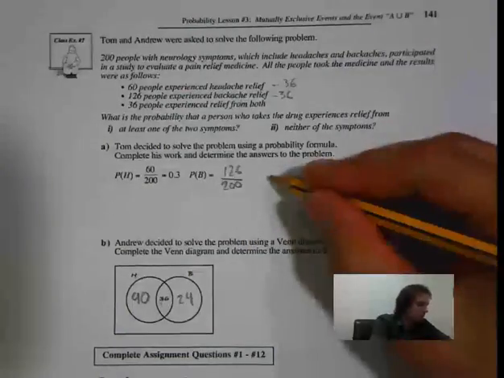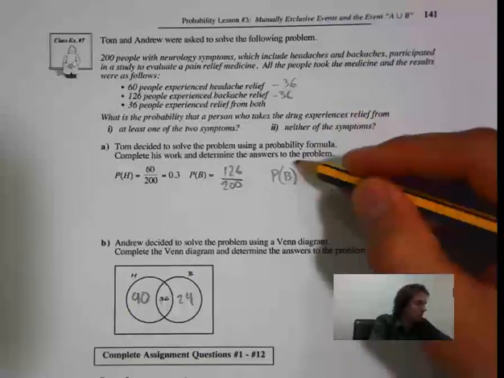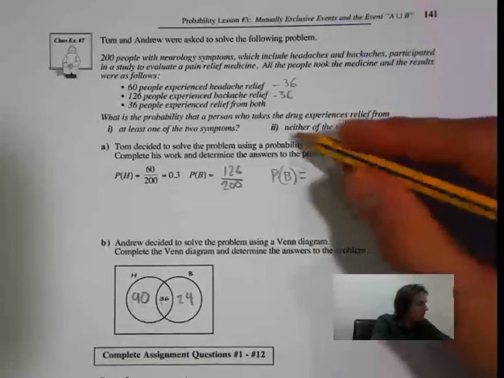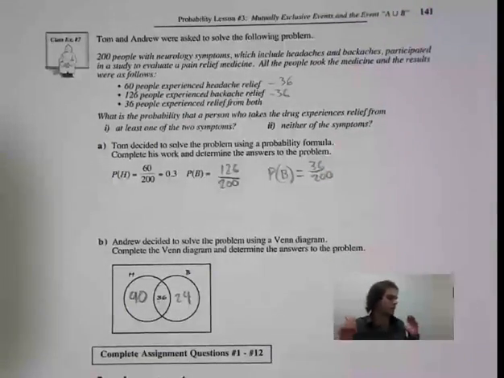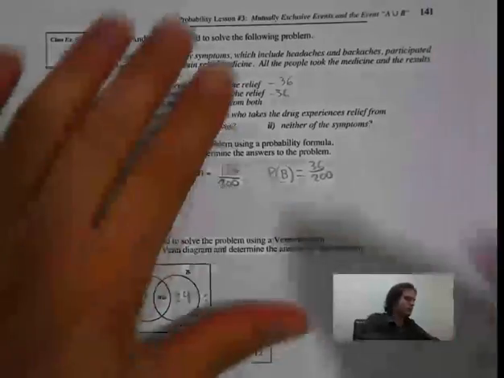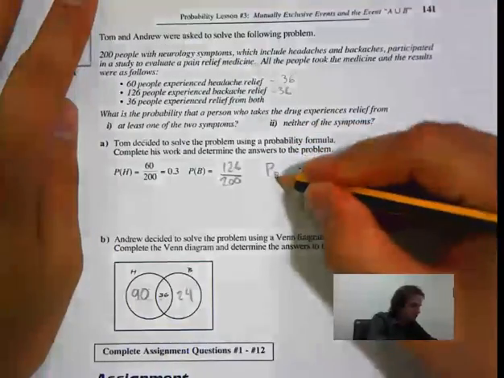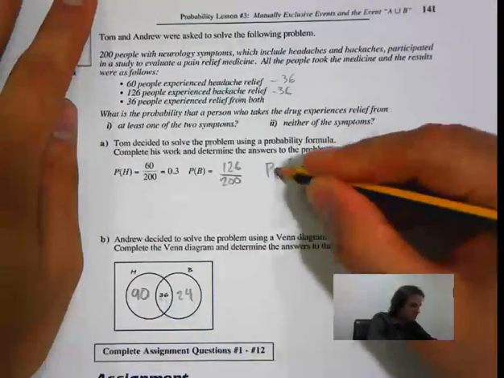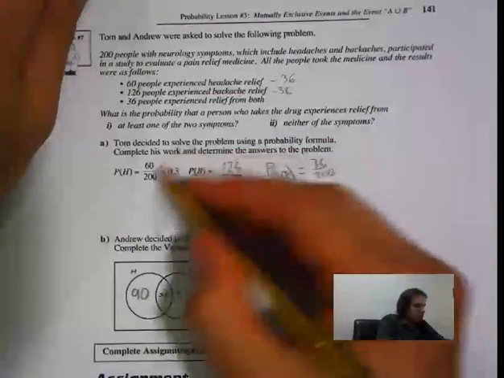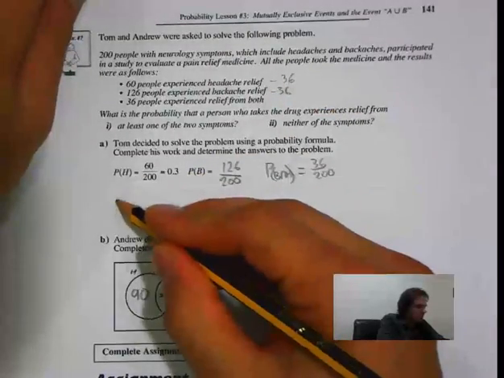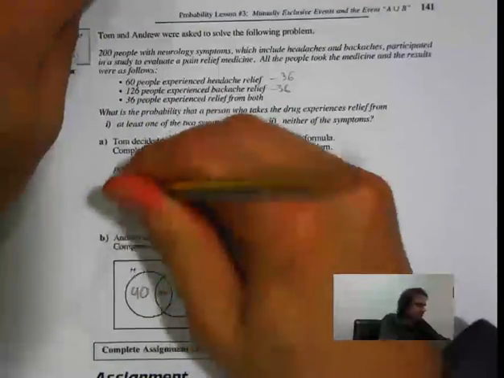Okay. So what is the probability of both? Probability of both is going to be, well, 36 out of 200. All right, now let's find the probability using probability formula. Both is probability B and H. Okay? So let's take a look at H. We have probability of B or H.